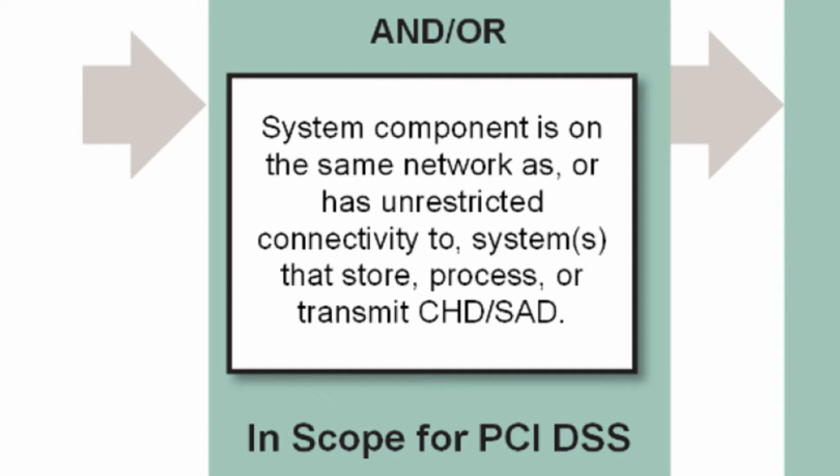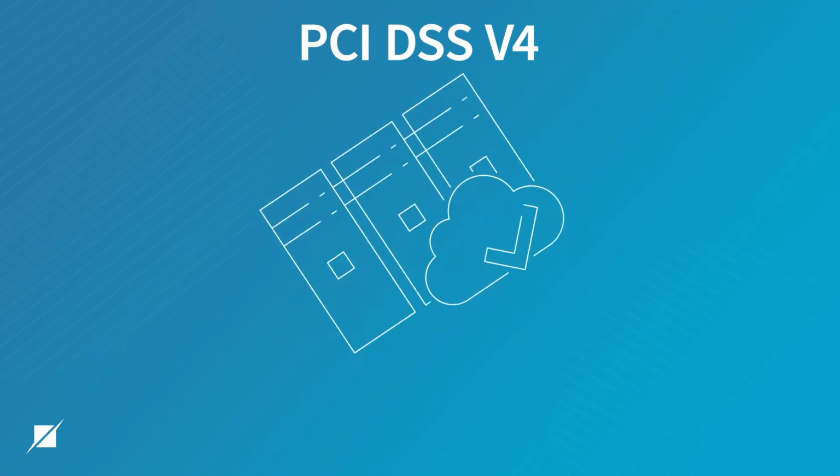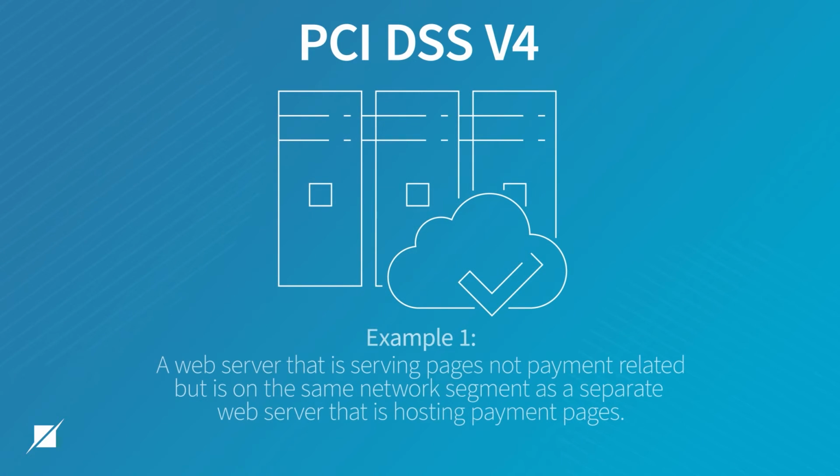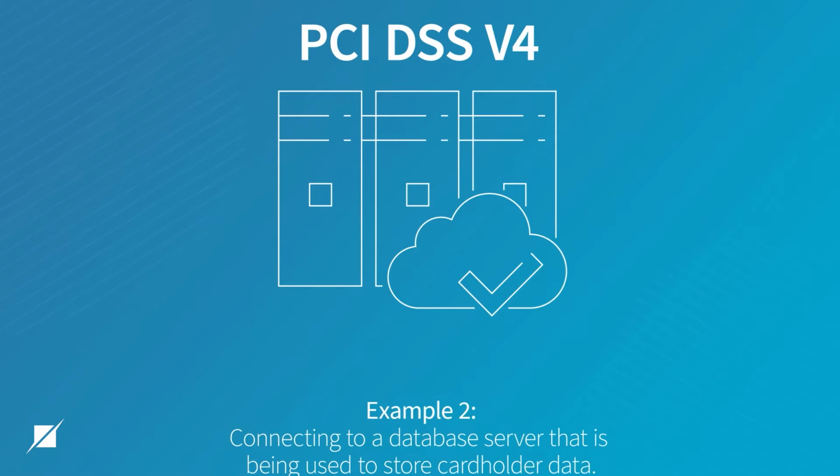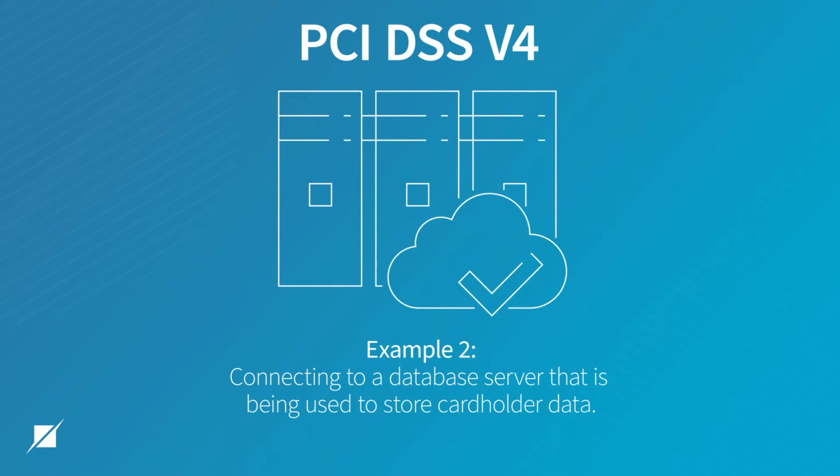This seems to be pretty simple to identify, and for most organizations to wrap their head around, that if I have a system that's on the same network segment as a system that stores, processes, or transmits, we need to include that in our PCI assessment because it affects the security of cardholder data. Right? Some examples of this: you have a web server that's serving up pages that may not be taking payments, but it's on the same network segment as a separate web server that is serving up a payments page.